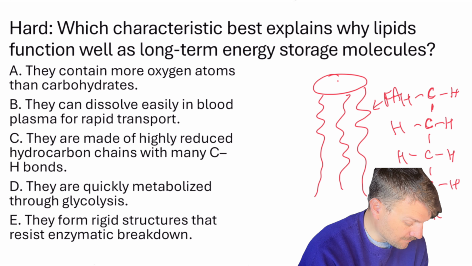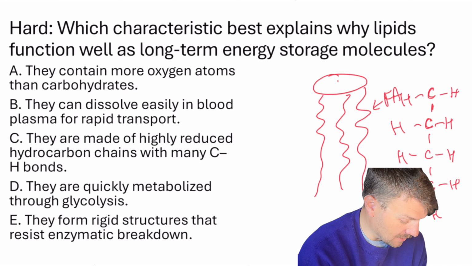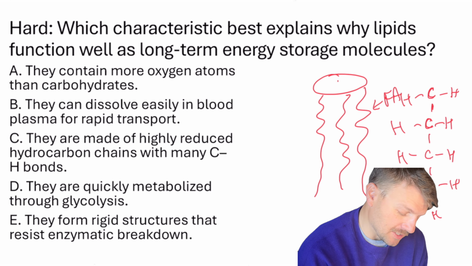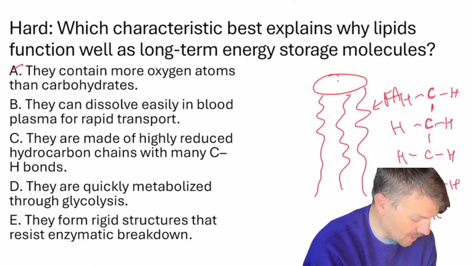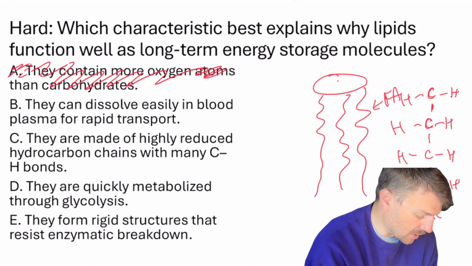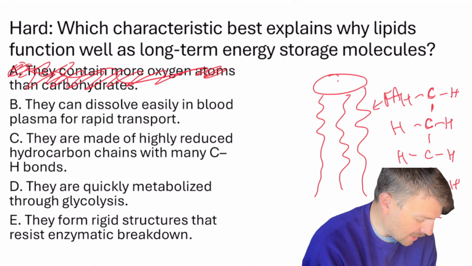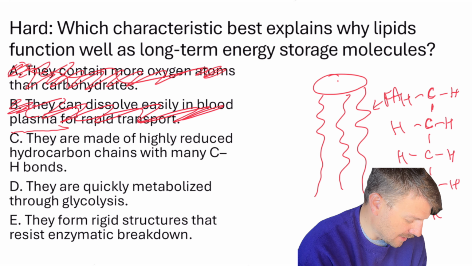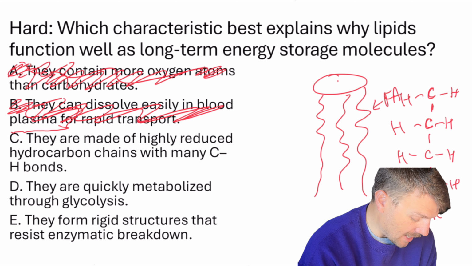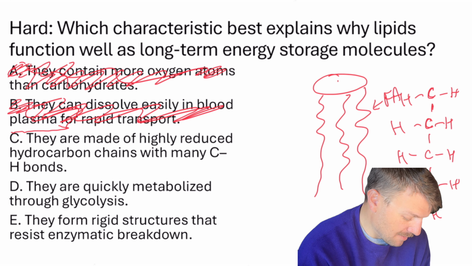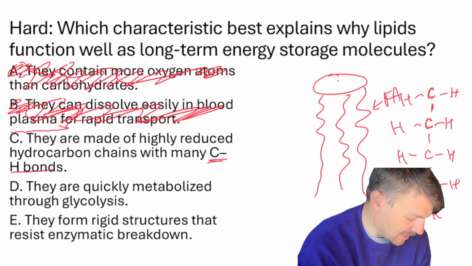So let's take a look. A, they contain more oxygen atoms than carbohydrates. No, they actually contain less oxygen atoms than carbohydrates. So that one's actually not even true, so we're going to scratch that one out. B, they can dissolve easily in blood plasma for rapid transport. I didn't talk about that, but I don't think that's the answer. I'm still going to scratch it out because I don't like that as an answer. C, they are made of highly reduced hydrocarbon chains made with many carbons and hydrogens. Yeah, that sounds like what I talked about.